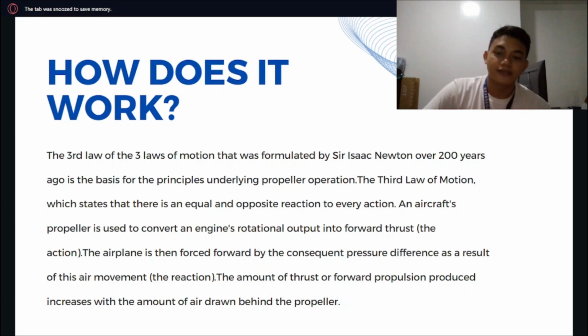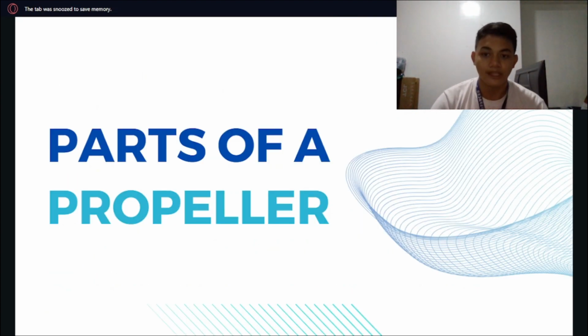An aircraft's propeller is used to convert an engine's rotational output into forward thrust, which is the action, and the airplane is then forced forward by the consequent pressure difference as a result of the air movement, which is the reaction. The amount of thrust or forward propulsion produced increases with the amount of air drawn behind the propeller.